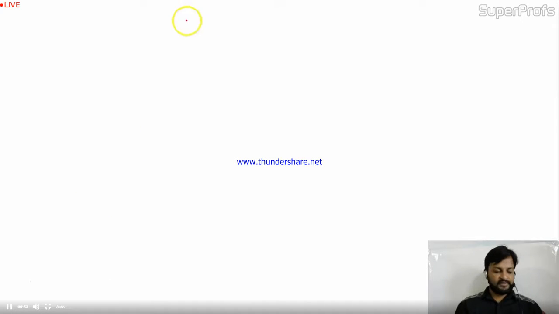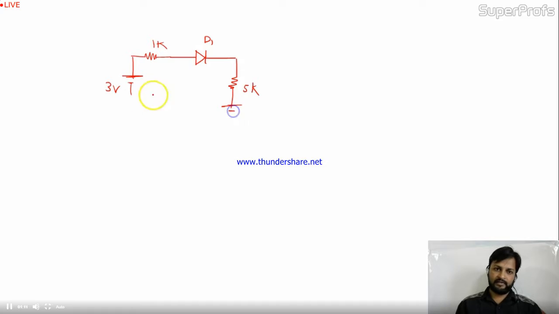So the problem is given: a 1K resistor connected with a 3 volt battery and, in series, a diode D1. Here I have a 5K resistor like this. The circuit is like this. Across the 5K resistor I have 1 milliampere current. Okay, this is your question given.